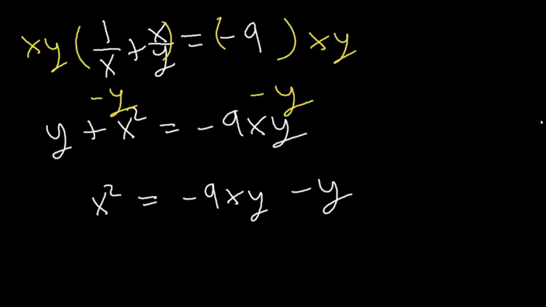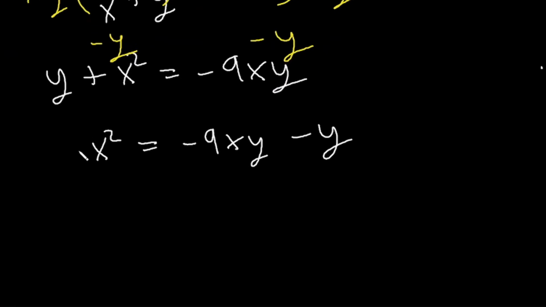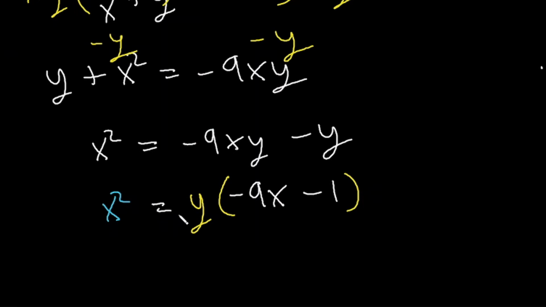Now we can factor out our y over here. So if we do that, we'll have y times negative 9x minus 1. Let me make that parentheses yellow. And over here, we'll still have x squared.